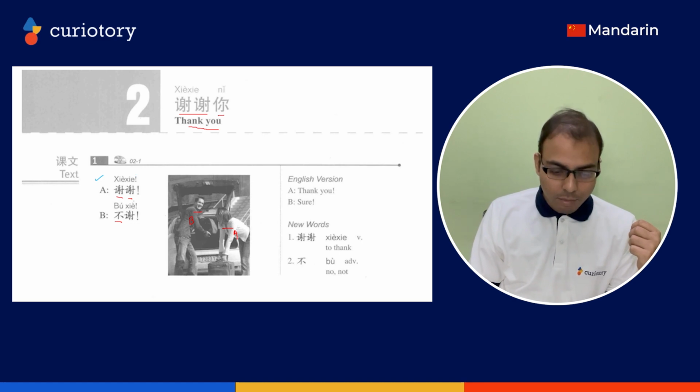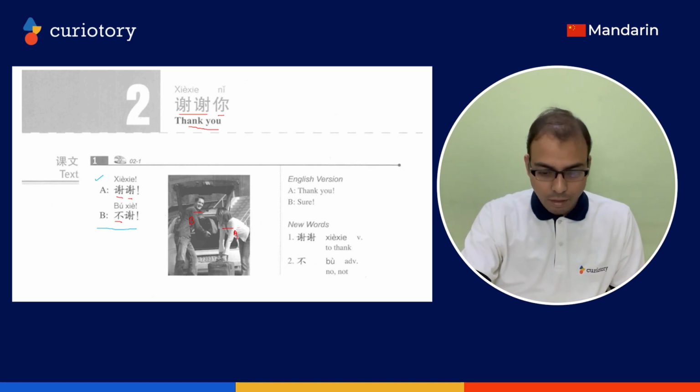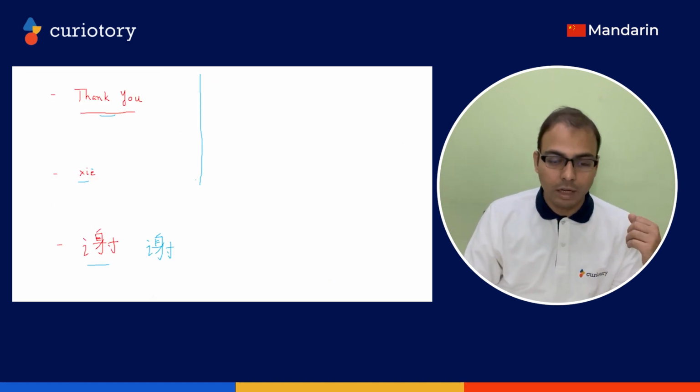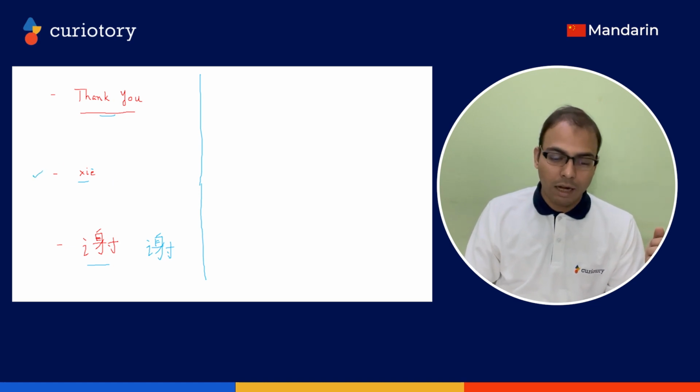Now, what is the other person, the man, saying? He is saying pu xie. So pu, what does it mean? It means no or not. I hope these three aspects about thank you are clear to you. If you are in China and you want to say thank you, you will say xie or xie xie, because this is the pinyin part, the phonetics part. And if you want to write it, you will have to write this character.